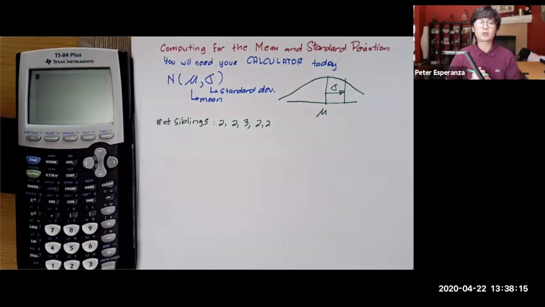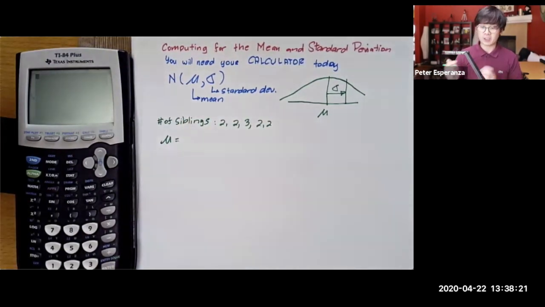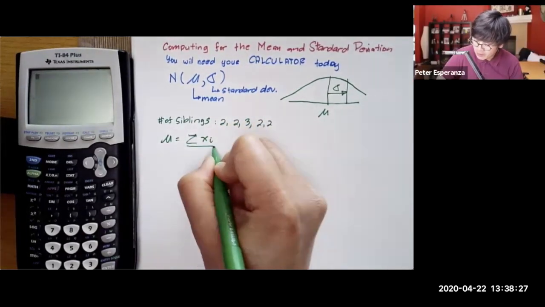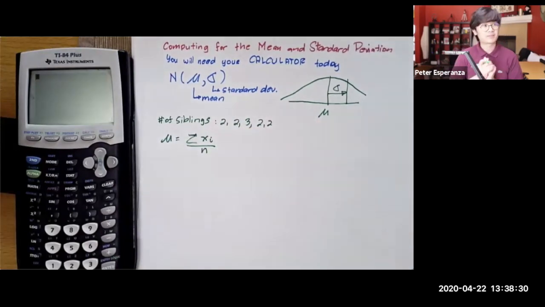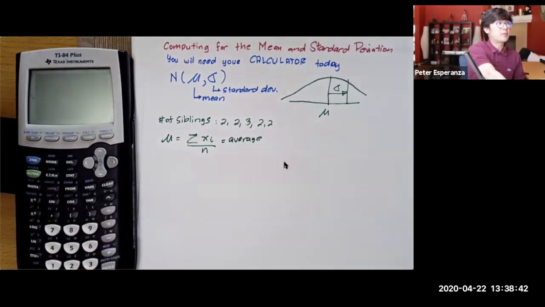So the first thing that we need to do is to compute for the mean. And to compute for the mean, I'm going to introduce a Greek letter. It's summation of x sub i all over n. That is the mathematical formula for the mean or the average. And computing for the mean and the average, you know that it's going to be easy if you have a calculator. So get your calculator and compute.